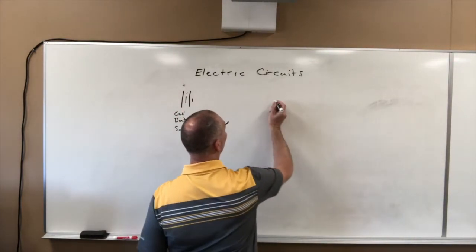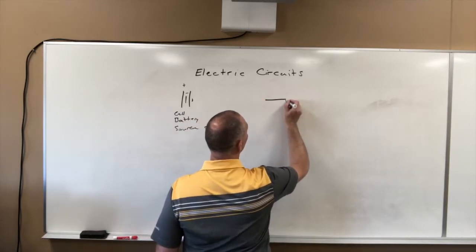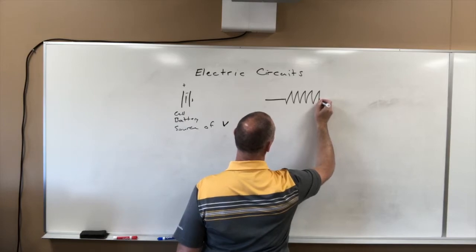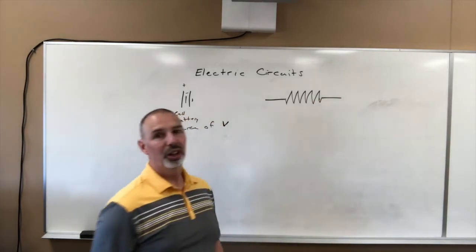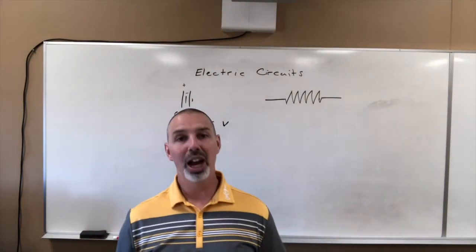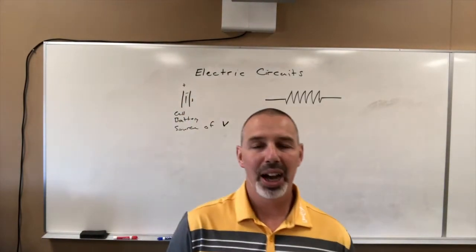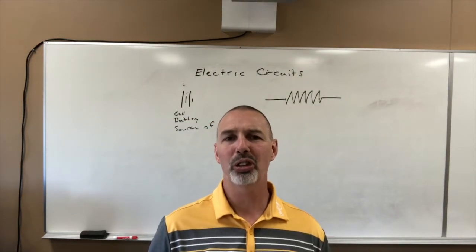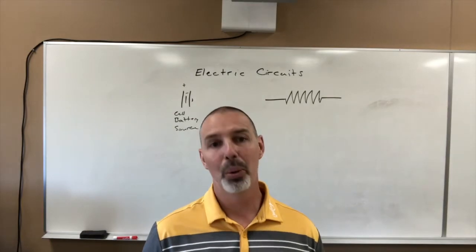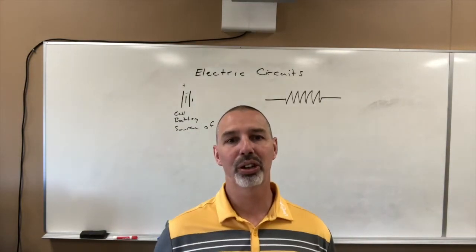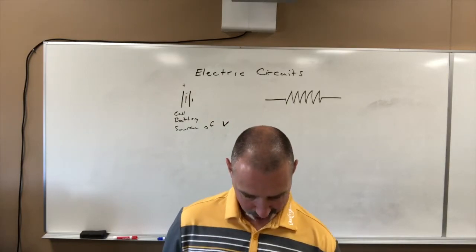The symbol for a resistor is simply a squiggly line. And again, the number of squiggles is irrelevant. It is just some squiggles up and down. Now, there are symbols for specific resistors, but we're not going to worry about them. So there is a symbol for a light bulb, for instance, but we're not going to worry about it. Everything that uses electrical energy is a resistor, and that's what we're going to use.